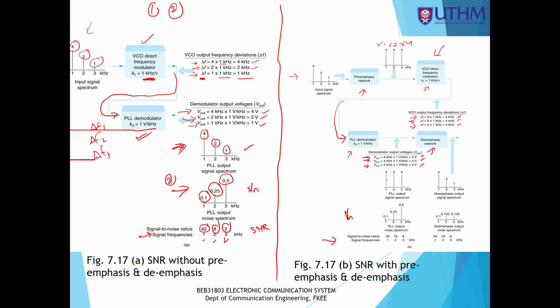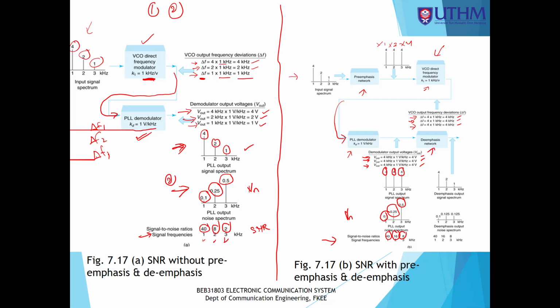Okay, which is SNR at 1 kilohertz, it is 4 divided with 0.1, so we get 40. SNR at 2 kilohertz, 4 divided with 0.25, so we get 16. At 3 kilohertz, the SNR is 4 divided with 0.5, so we get 8. Okay, so you see that the SNR is better than before. 40, 16 and 8 compared to previously 40, 8 and 2.